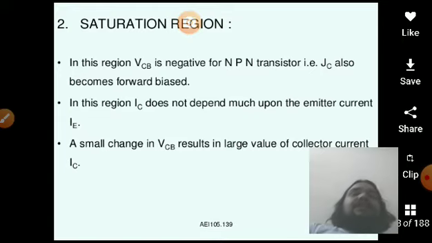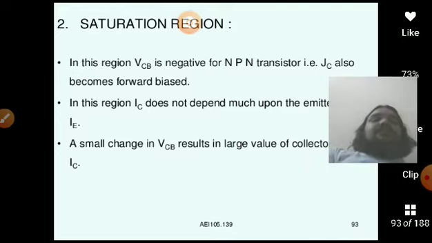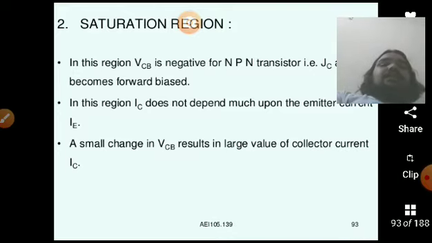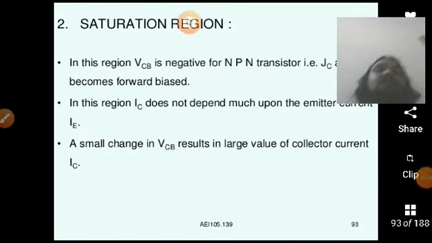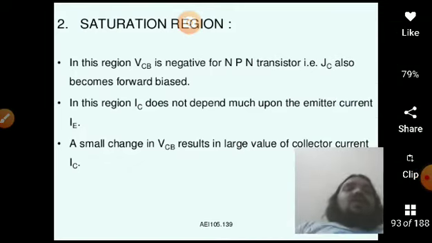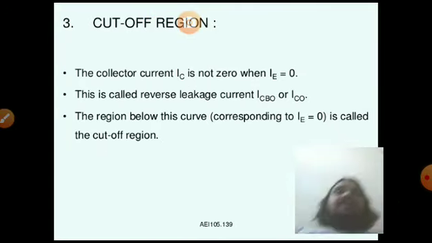This is the important point. In this region, IC does not depend much upon the emitter current IE. A small change in VCB results in a large value of the collector current. This is the saturation region of the output characteristics.